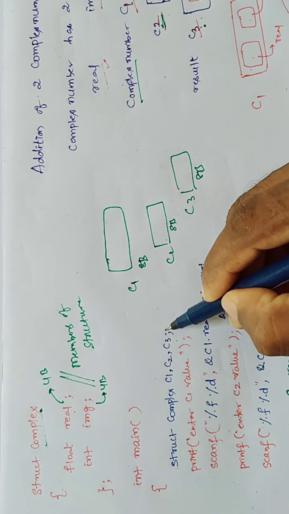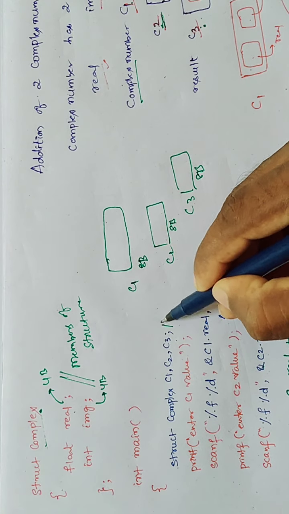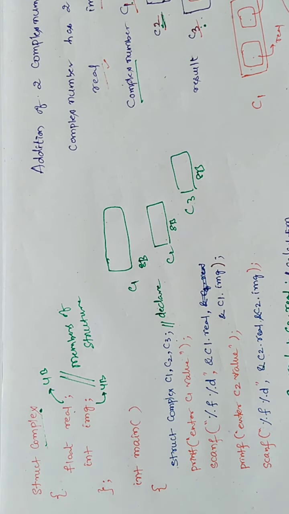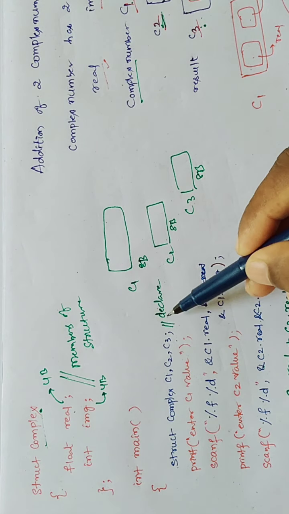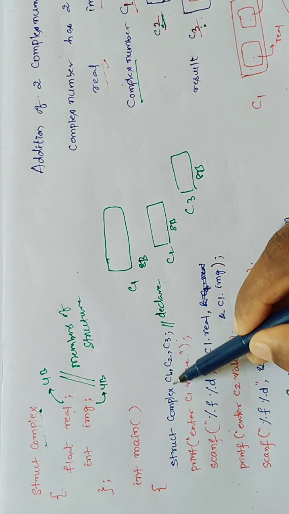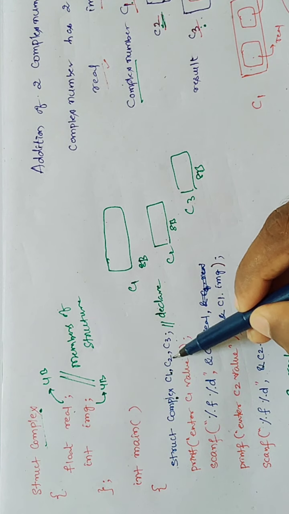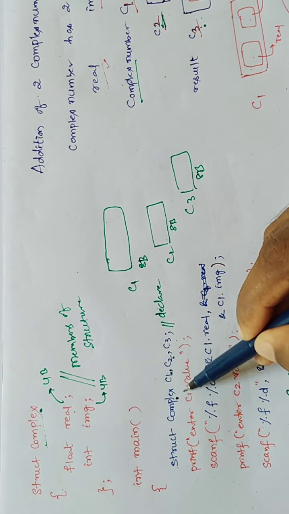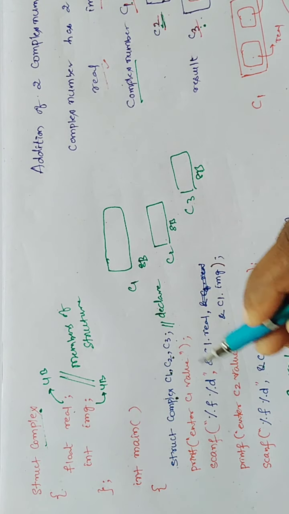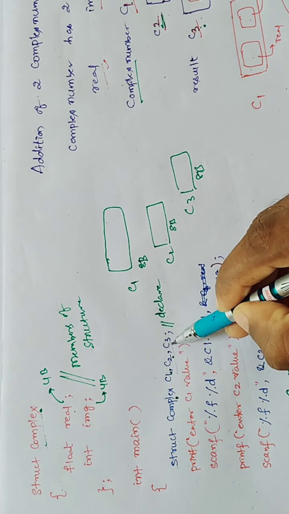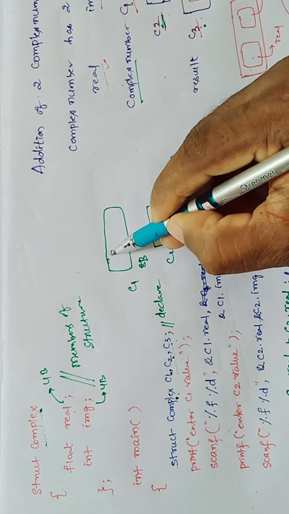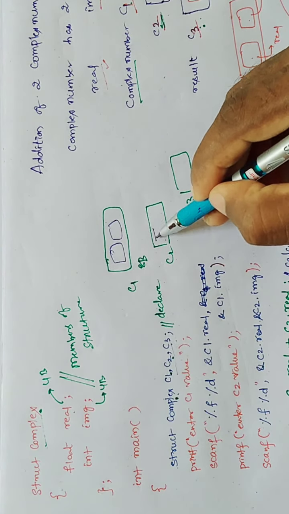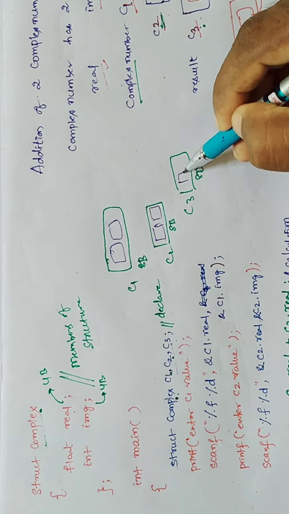So whenever I declare this, this is a variable declaration. How to read this? C1 is a variable which is of complex type, C2 is a variable of complex type, and same way C3 is a variable of complex type. Whenever I declare these variables of complex type, the structure will be copied. All the space of the members will be created here like this.